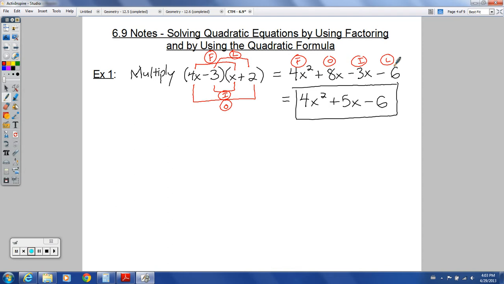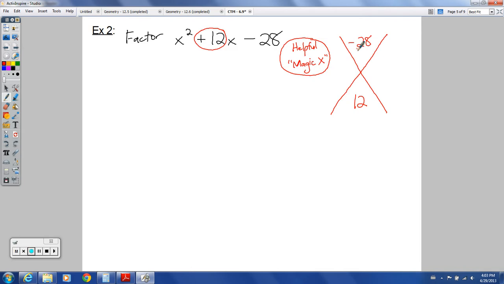The last is the product of those last two numbers. So the product of the last two numbers goes here. The sum of the inside and outside terms goes here. The sum of those terms would be positive 12. And so what factors, what numbers, this is what we're doing with all this, what numbers here are going to multiply to negative 28 but add to 12.